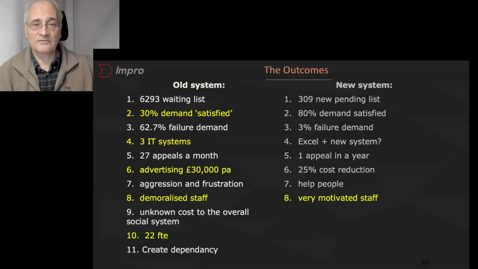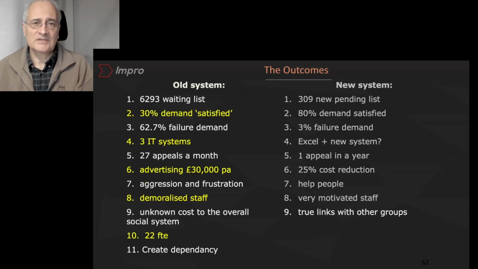And in terms of how it was working for the staff, which was quite demoralizing, they ended up being very motivated because they could see that they were actually helping people directly and they were making an impact in the communities and in society. There was an unknown cost originally as to what the impact was in communities, and now the team had developed true links with other groups. They had connected with voluntary agencies and community groups and used those to help deal with some of the problems that many of these people came with. And before, that just didn't happen.